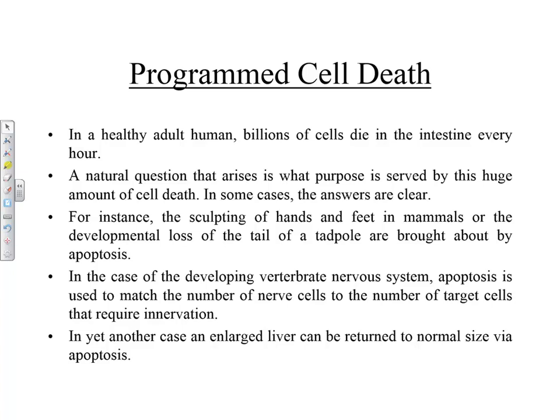Now, in the case of the developing vertebrate nervous system, apoptosis is used to match the number of nerve cells to the number of target cells that require innervation. That's what I was talking about. It's like a neural circuit, so extra cells need to be gone. In yet another case, an enlarged liver can be returned to normal size via apoptosis. Probably, and again I'm not sure about this, when people have enlarged livers they are given medication, and maybe those induce apoptosis in the liver. I haven't looked at the literature, because nobody goes and chops off a portion of the liver. So it's probably programmed cell death, or apoptosis, that does it.